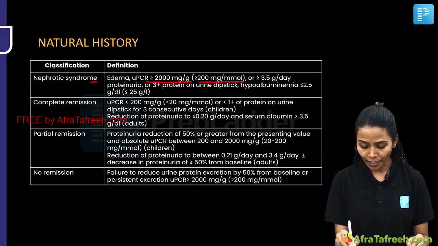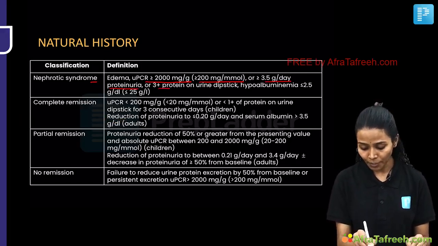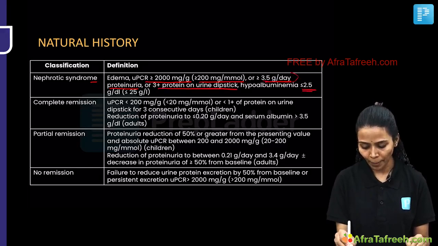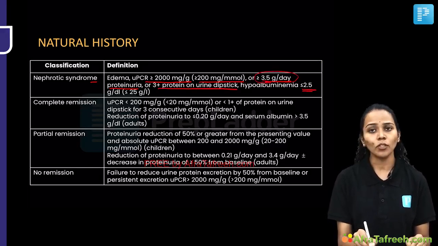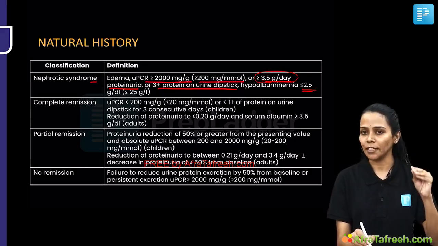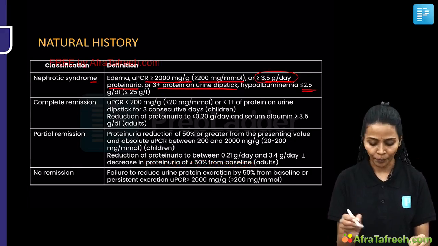Okay, or when there is more than 3.5 gram per day proteinuria or 3 plus protein in urine dipstick along with hypoalbuminemia. Okay, so this we know, more than 3.5 gram per day proteinuria we know. And when it comes to PCR, you take it as 2000 milligram by gram. Okay. When albumin is less than 2.5.